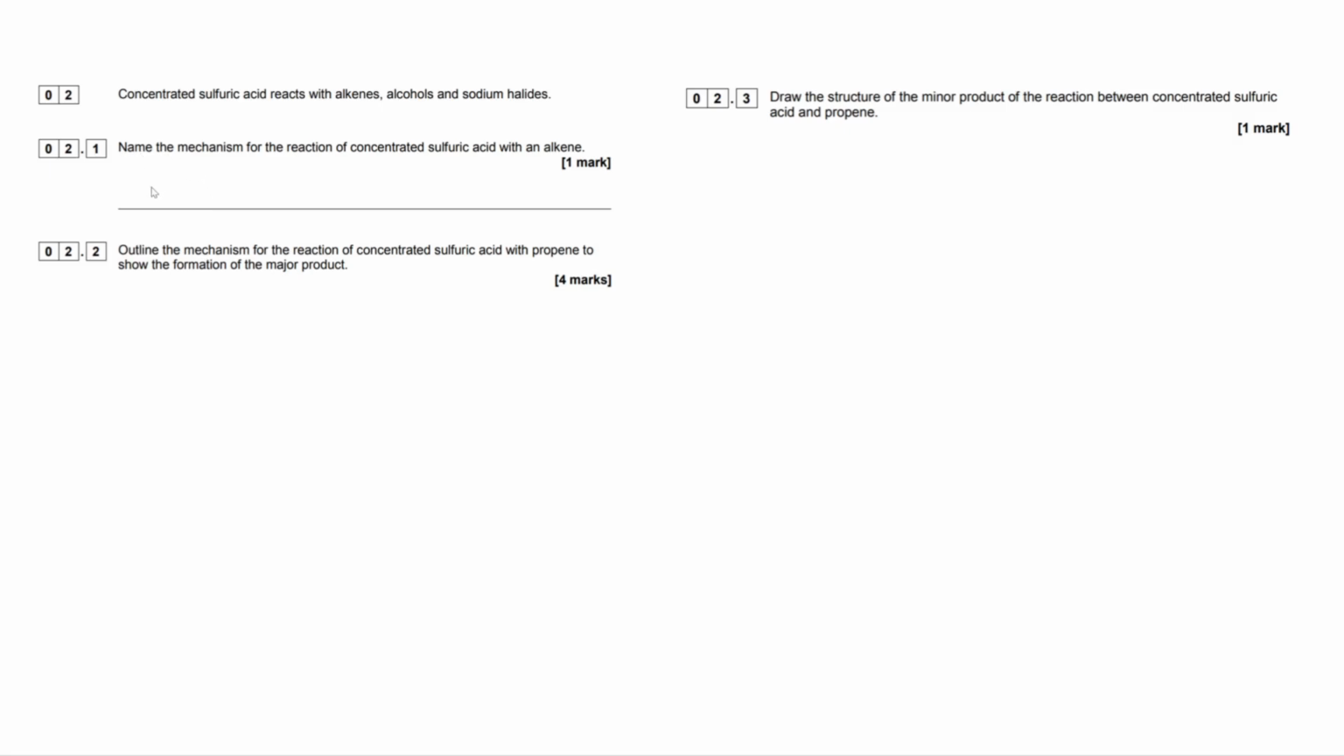Easy 1 mark, okay? You should know straight away where there's a mechanism involving an alkene, it's primarily going to be electrophilic addition, okay? That's really the only thing that they can ask here. Electrophilic addition. Okay, first mark out of the way, easy 1 mark right there. Let's tick that off.